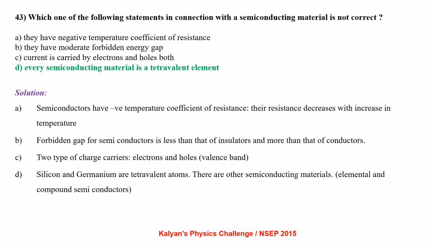Two types of charge carriers are there, that is electrons and holes. Both contribute to electric current in semiconductors. So statement C is also correct. Silicon and germanium are tetravalent atoms. There are other semiconducting materials, that is elemental as well as compound semiconducting materials. So statement D, according to which every semiconducting material is a tetravalent element, is wrong.